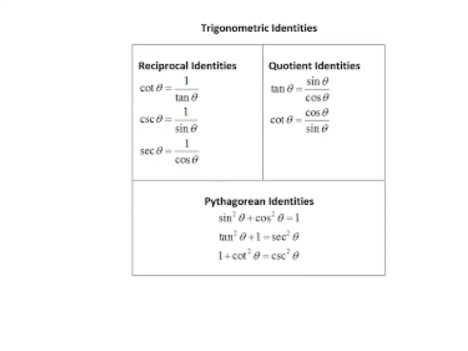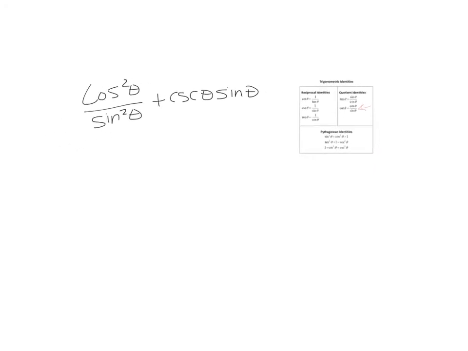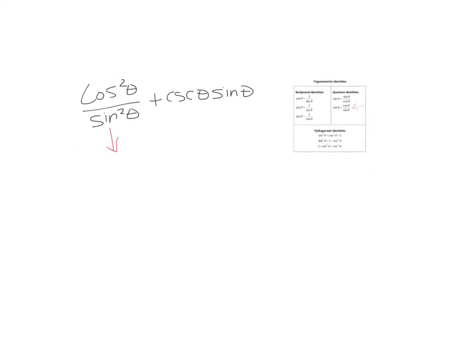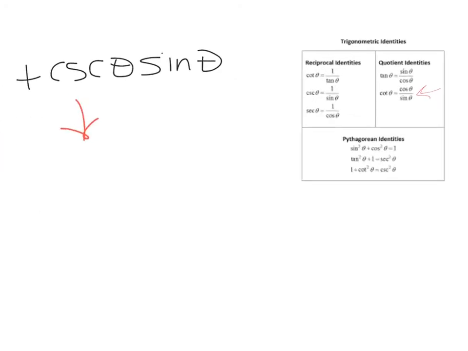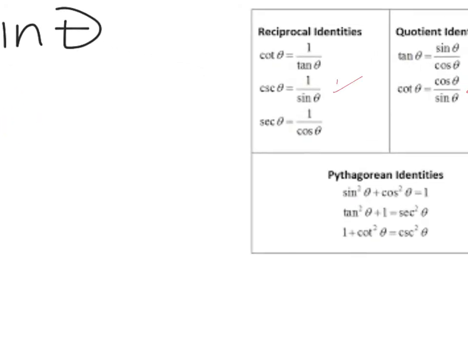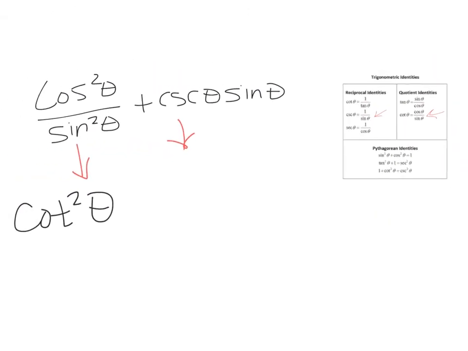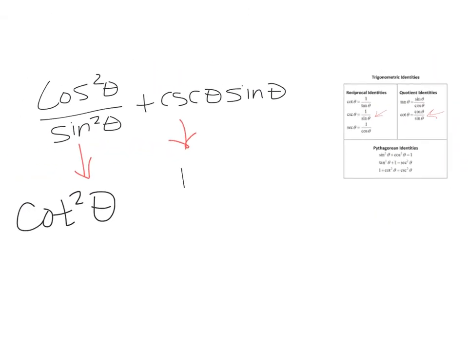I know cosine over sine is the cotangent. So let's write that as the cotangent squared of theta. That'll make that easier. Now cosecant. I know that from the reciprocal identities, and I'm going to zoom in over here. That's 1 over the sine. So I'm going to write this one as 1 over the sine of theta times the sine of theta.